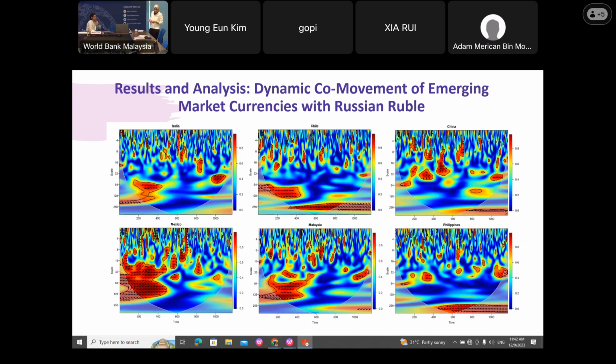Does a longer arrow mean something? No. Can I add something? Basically, these arrows, upward, downward, upward diagonal, downward diagonal, all have different meanings. Overall, this is the co-movement between the currencies. In this case, it tells the co-movement between the Russian ruble and, let's say, the Malaysian ringgit. If the arrow is downward here, that means the Russian ruble reacts first. The volatility comes from the Russian ruble first. It is just the co-movement between the currencies.